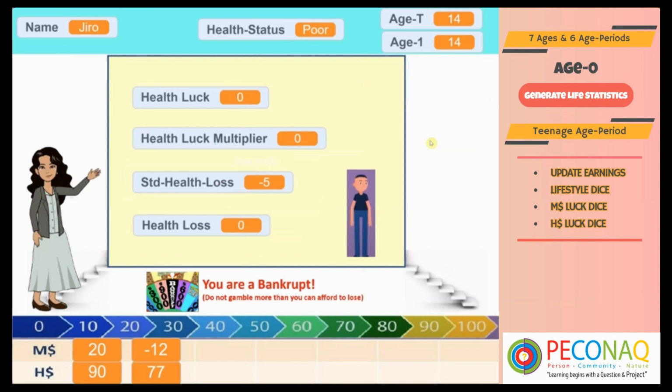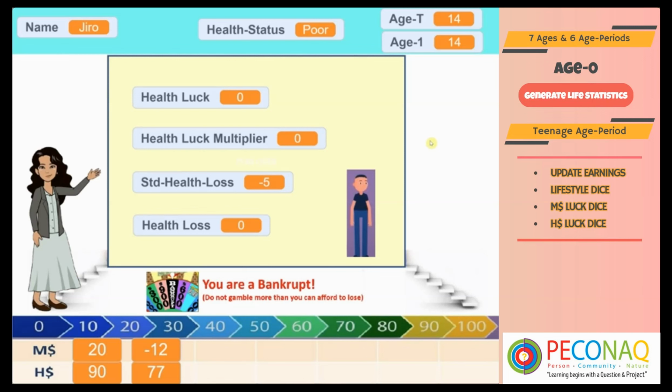Your health in an age period is decided by a randomly generated health luck factor. Due to aging of the physical body, the average standard health loss in a period is -5 points. However, there is a 30% probability of you having very good luck, and thus you will not lose any health points. There is a 50% probability of average luck, which results in losing just 5 health points. There is a 5% probability of getting an accident and losing 25 health points.